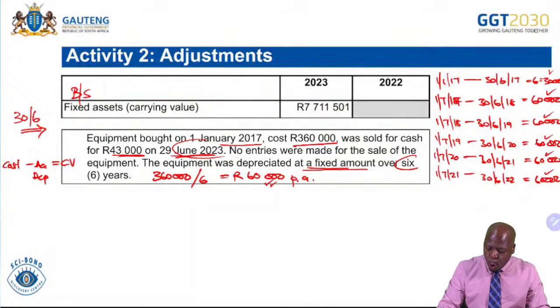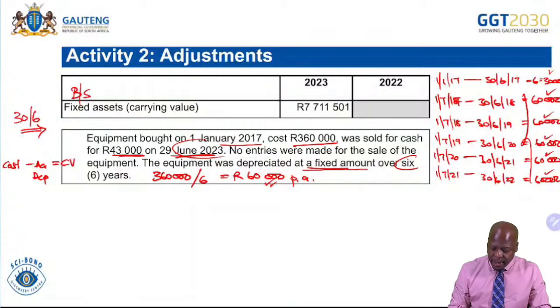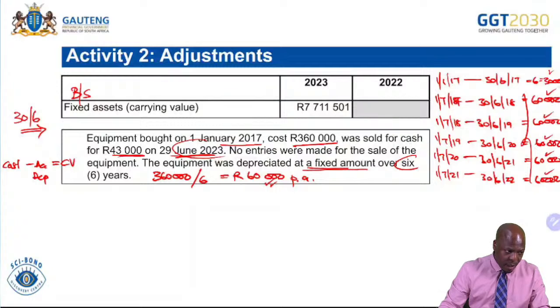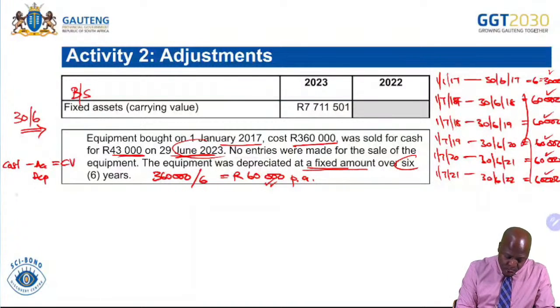And if you add all of these, you will find that the accumulated depreciation so far of this asset is 60 plus 60 plus 60 plus 60 plus 60 plus that 30, which in total will give you how much? All right. So in other words, you are simply saying 60 times 5, which is your 300,000 plus the 30. So far it has lost 330,000. So far its accumulated depreciation at the beginning of this financial year was 330,000.